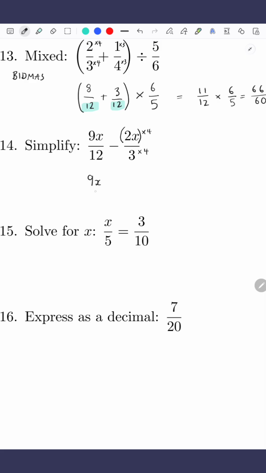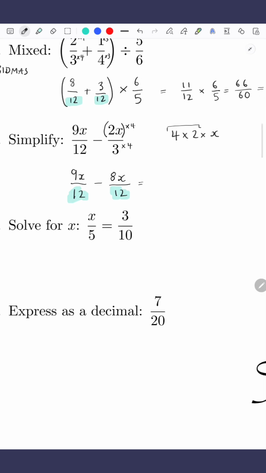We get 9x over 12. There's nothing wrong with that one. Keep it the same. But the second one becomes 4 times 2x. Now with this, we've got 4 times 2 times x. So we can have that as 4 times 2, we can see as 8x, all over 4 times 3, which is 12. Now we have the magical common denominator, and we're going to do 9x take away 8x.